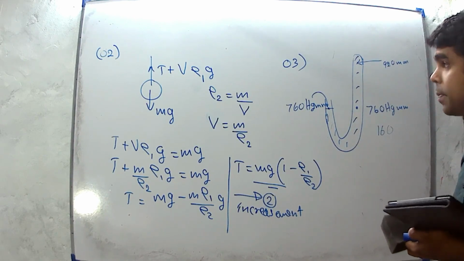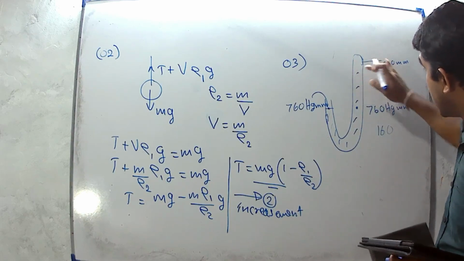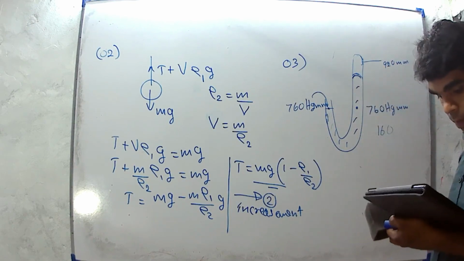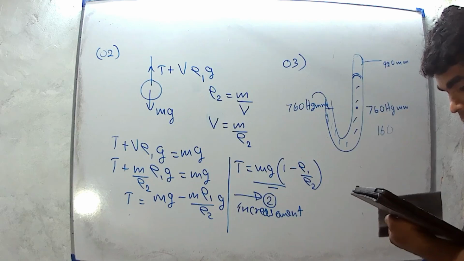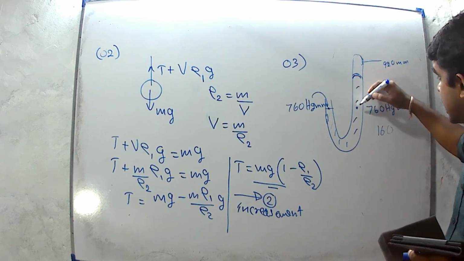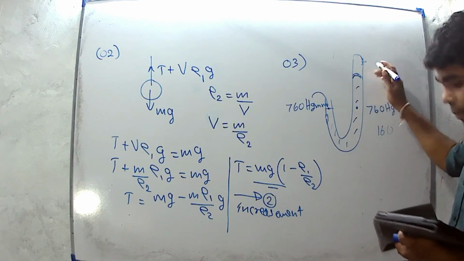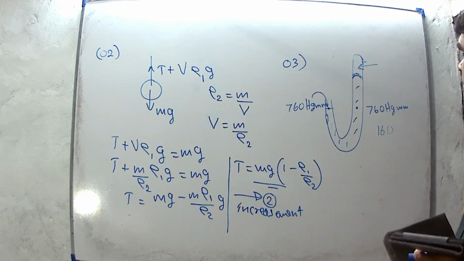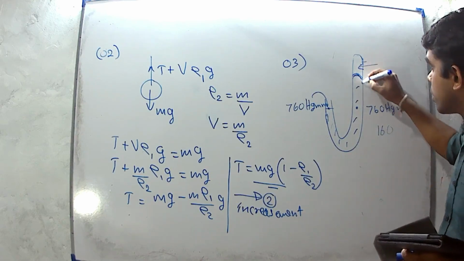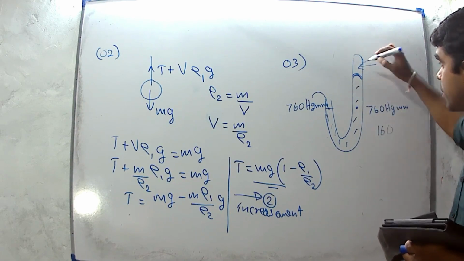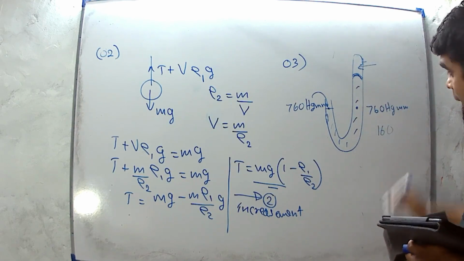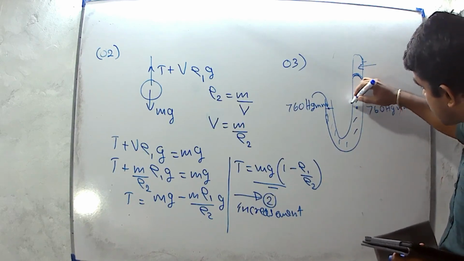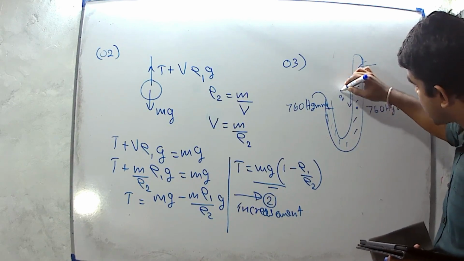500 mercury millimeter. But they have given a liquid level like this. Liquid level is B. Therefore, we can consider pressure at A should be less than 600, because there is no liquid in this part, and they have not given this height. I will consider if this height is 260 millimeters.